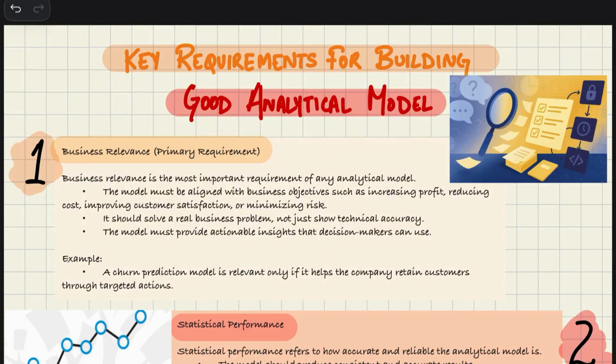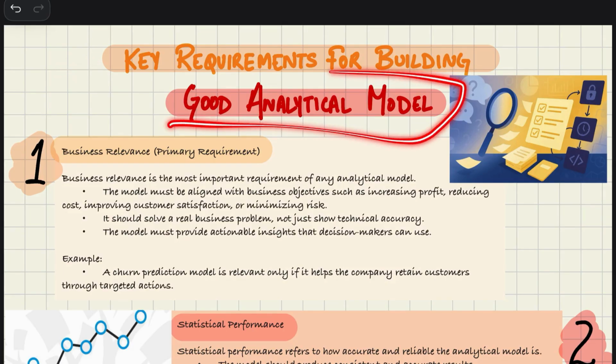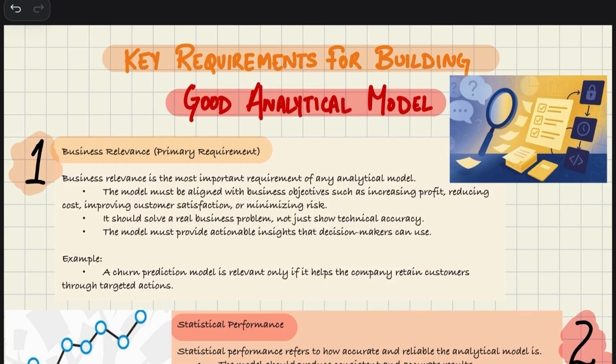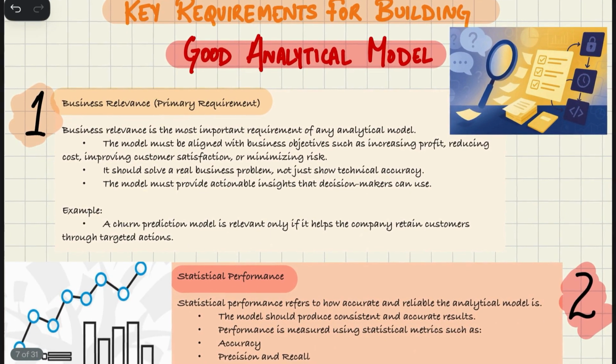Alright guys, now we'll discuss what the key requirements are for building a good analytical model. An analytical model's Python script is what matters to coders more, but a model is only useful if it satisfies these 7 critical pillars which we are discussing right now. So the very first requirement is business relevance. This is the primary requirement.